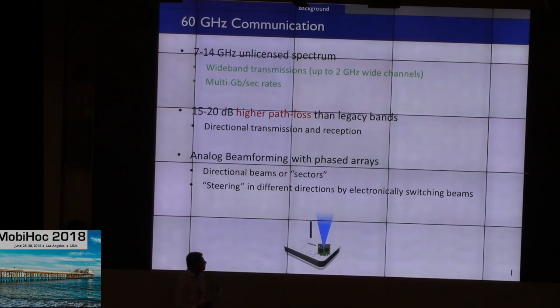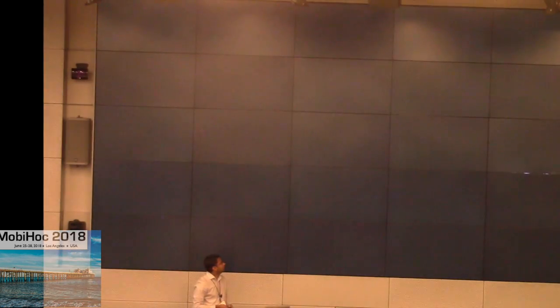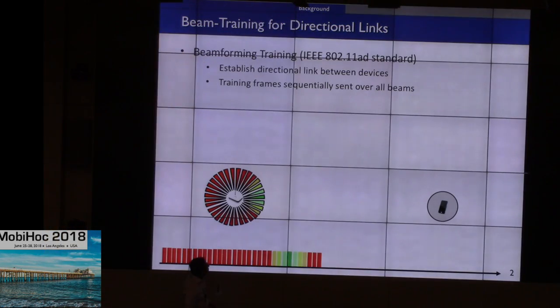And the way that most modern systems achieve this high directionality is by using analog beamforming based on phased array antennas, such that you can focus the signal energy in a particular direction that we call a directional beam or a sector. And then by switching between different beams, we can steer the signal energy in different directions. So as I said, 60 gigahertz links are highly directional.